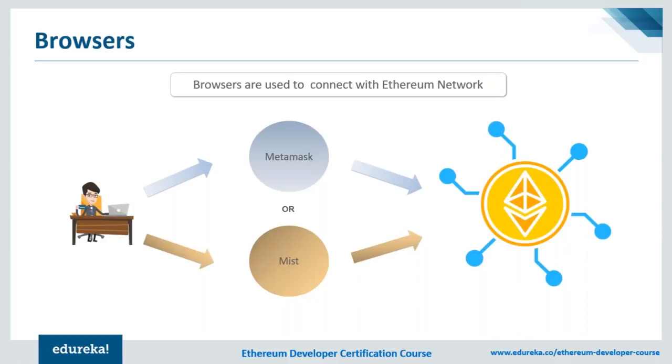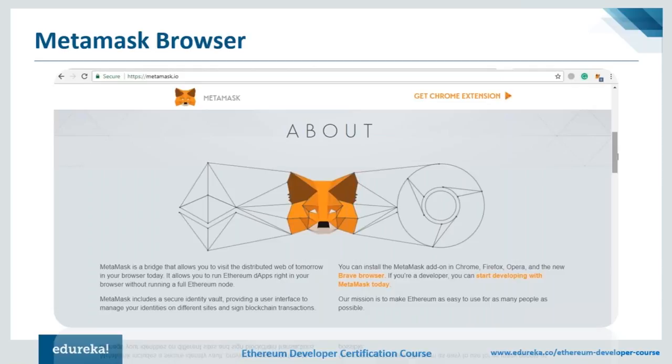Now we have browsers for connecting to the blockchain. Two of the most popular browsers are MetaMask and Mist Browser. MetaMask allows you to run Ethereum decentralized applications right in your browser without running a full Ethereum node. It is an extension that is available for Chrome, Opera, and Firefox, and uses a service called Infura. Infura has Geth or Parity blockchain nodes running all the time.